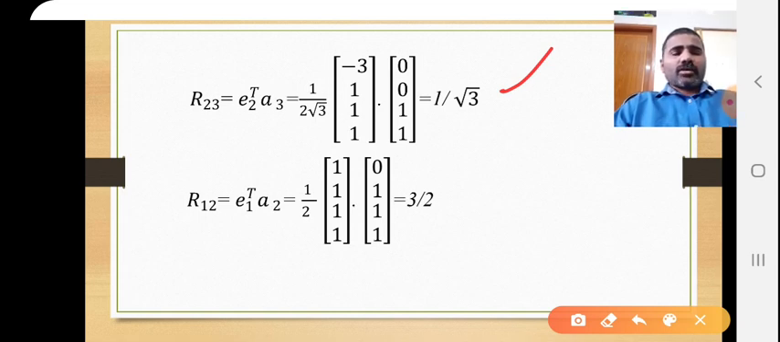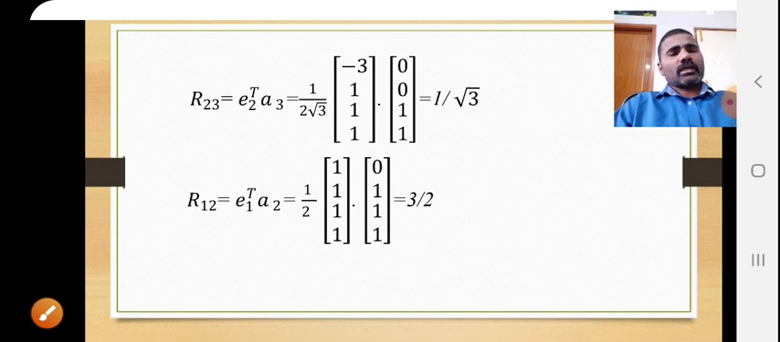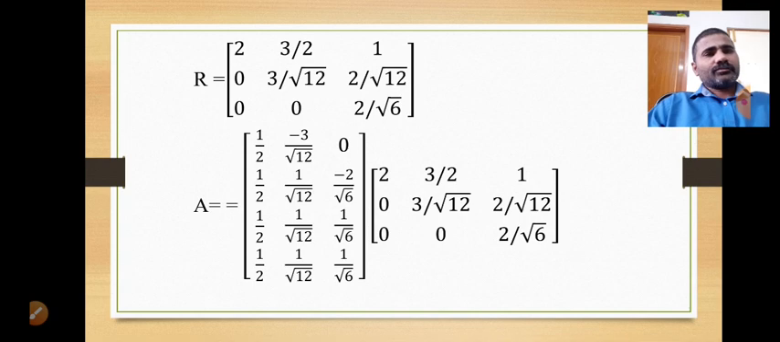Next R12. R12 is E1 transpose into A2. E1 is 1 by 2 into 1, 1, 1, 1. A2's first entry will be 0, that's why only 3 is left. 3 into 1 by 2. This is R12. Like that we construct all non-zero elements in the upper triangular matrix R. Or we can simply take R equals Q transpose A. Anyway we can construct these elements.